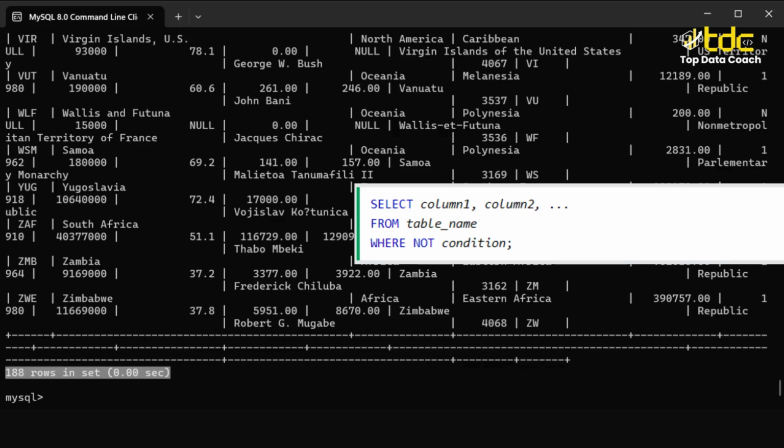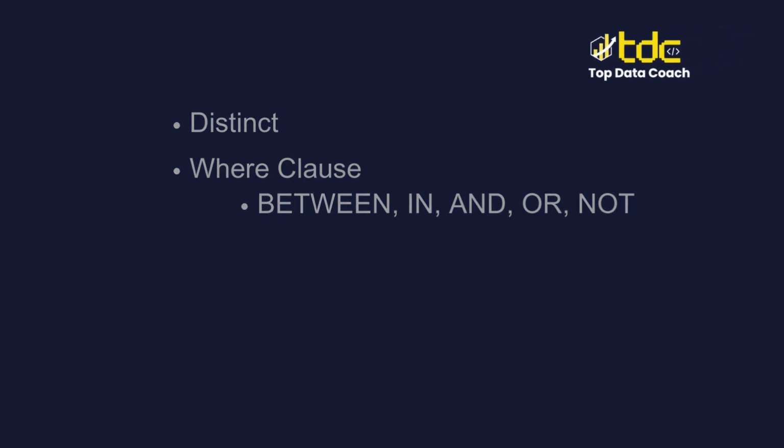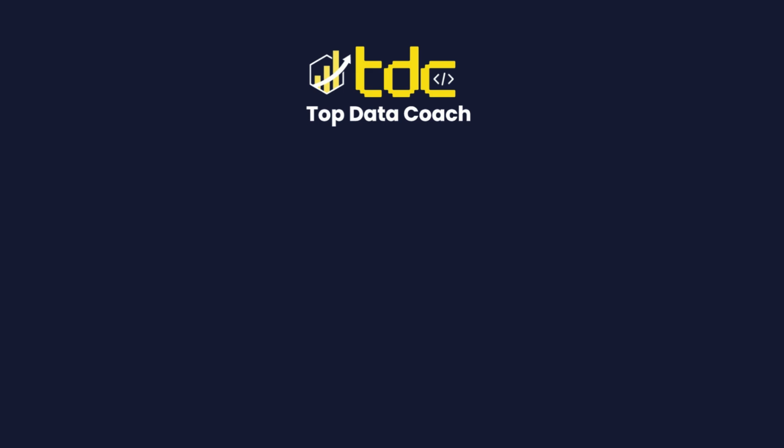And with that, we are at the end of our today's session. Today, I have covered distinct, where clause for filtering data using various operators that are between, in, and, or, not. I hope all the operators are clear to you, how they work and when to use which operator. Do let me know if you have any doubts regarding any of these operators in the comment section.